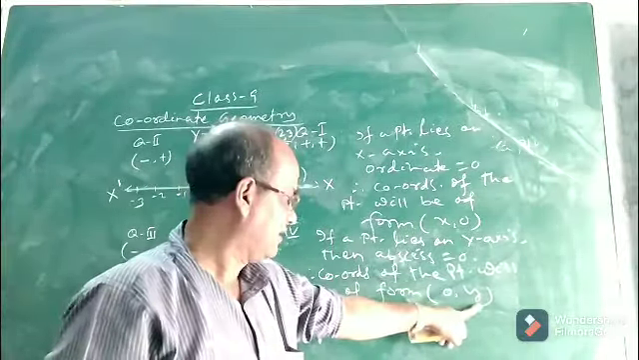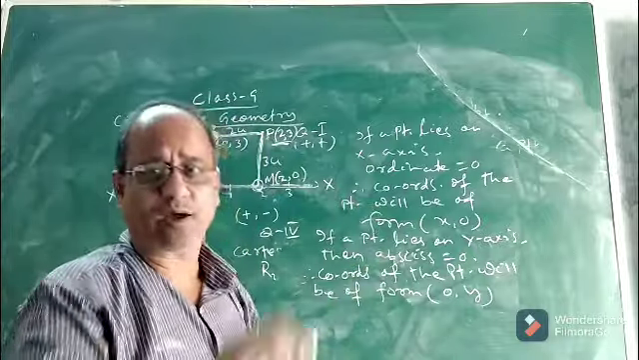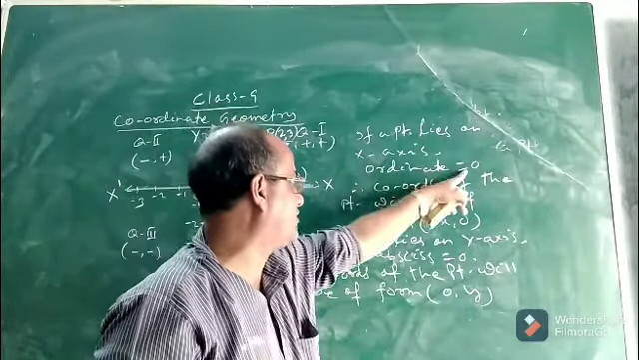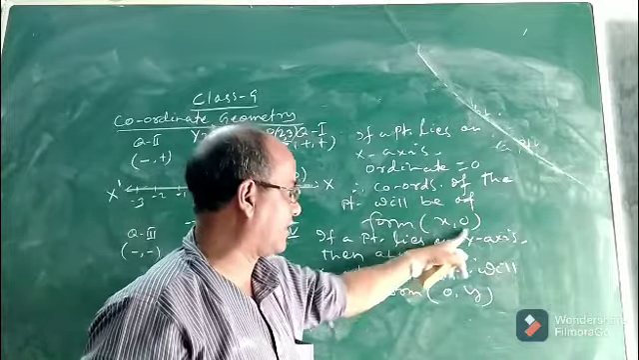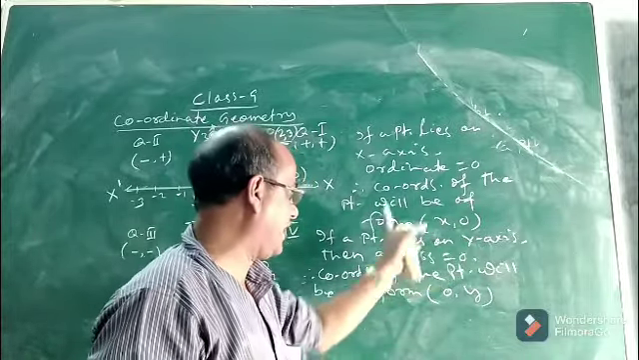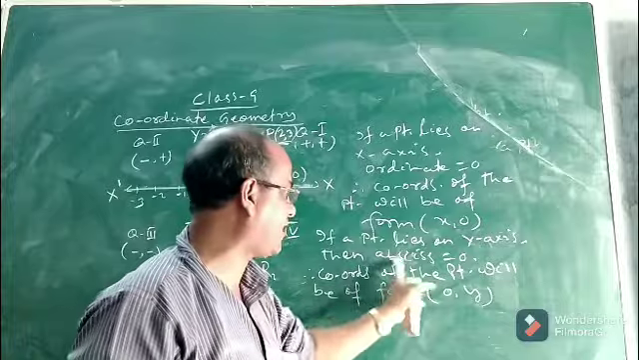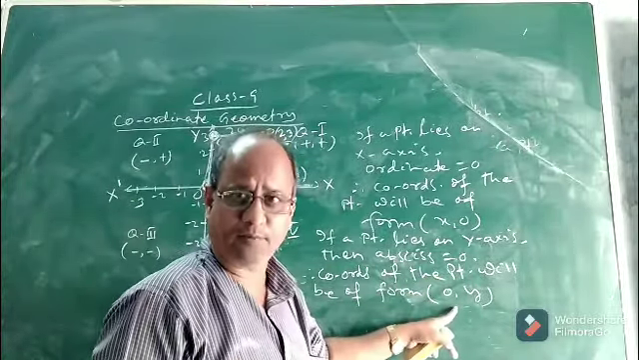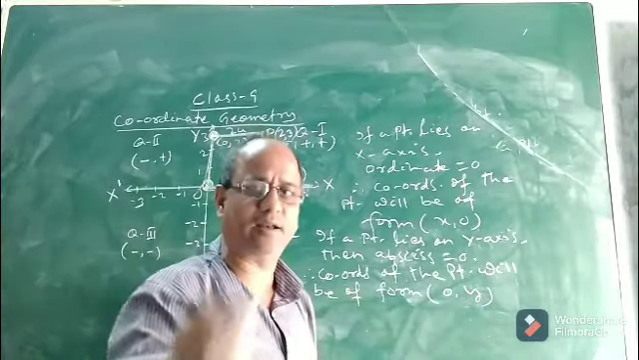So children, any point lying on the x-axis has y coordinate 0, and the coordinates of the point are of the form x, 0. Any point lying on the y-axis has abscissa or x coordinate 0, and the coordinates of the point will be of the form 0, y, where y can take any value.